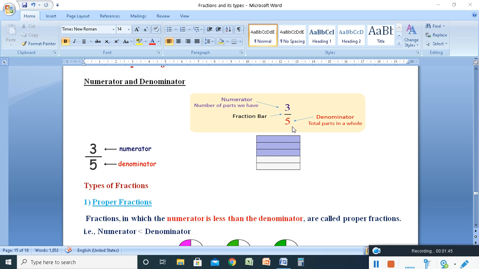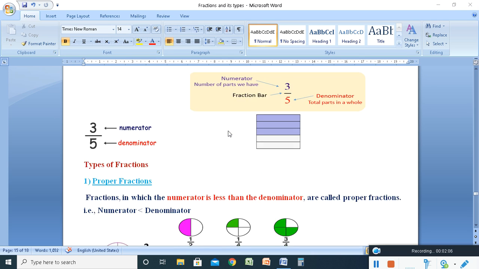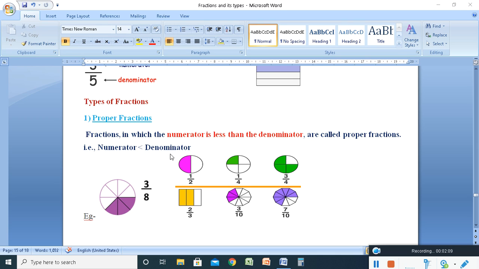So the denominator is nothing but the total number of parts, and the numerator is nothing but the selected part, the colored part. Can you see this? Look at this picture here: the total number of parts is 5, and the colored ones are 3. So you can write it in fractional form like 3 by 5. Now let's see the types of fractions.